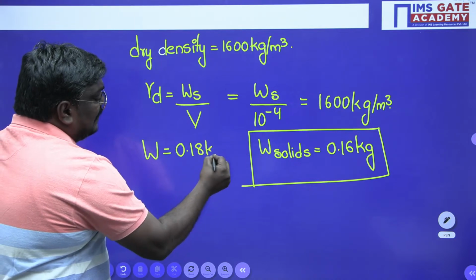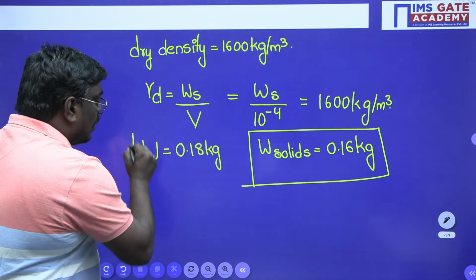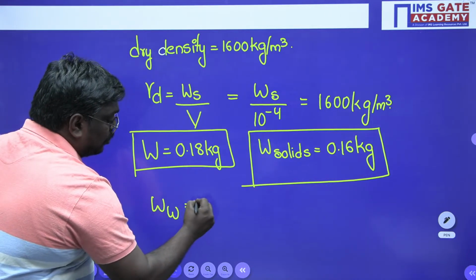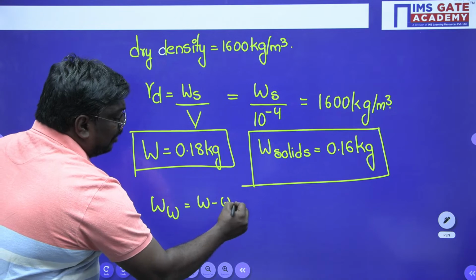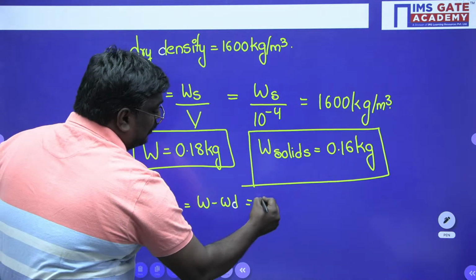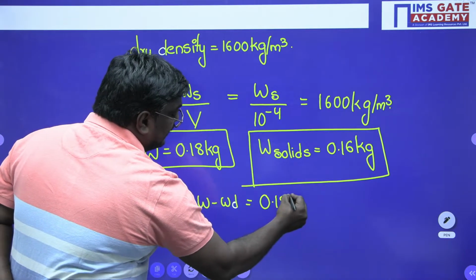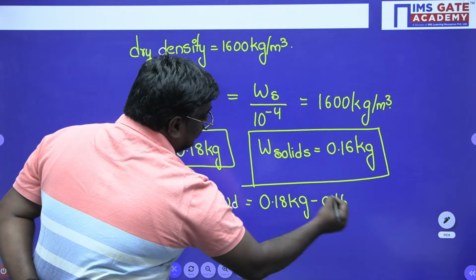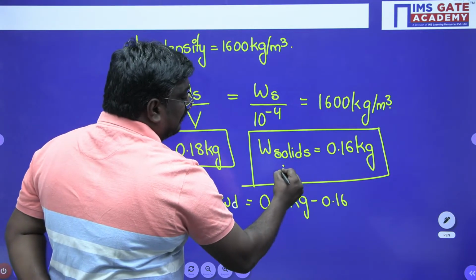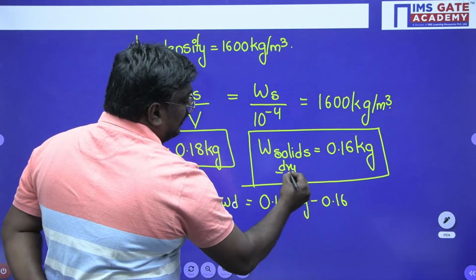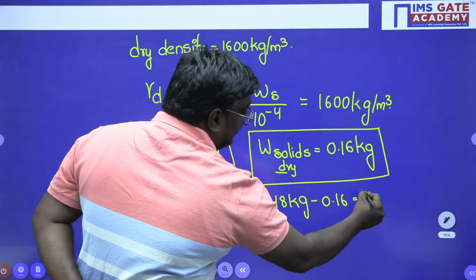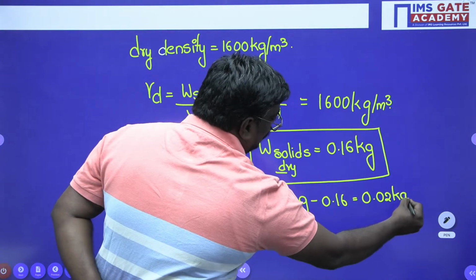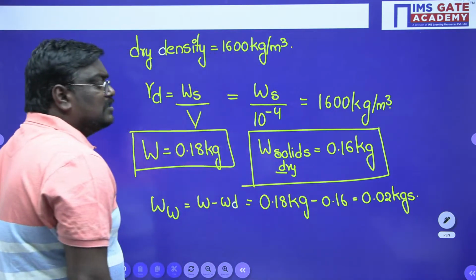Now, from this relation, what is the weight of water? How do you calculate the weight of water? Weight of water can be taken as total weight minus dry weight or weight of solids. That is equal to 0.18 kg minus 0.16 kg. That is weight of solids, or you can write weight of dry soil. Anything is fine. So the weight of water will be equal to how much, students? It will be equal to 0.02 kgs of water.